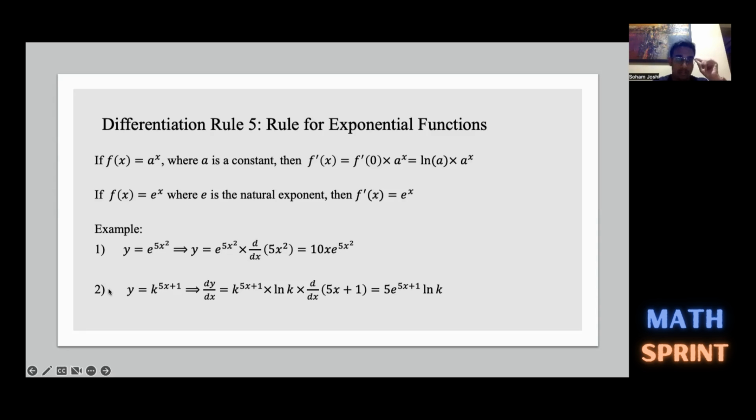Now the second one, y is equal to k to the power of 5x plus 1, where k is a constant. So we differentiate 5x plus 1 and get 5. So then using the chain rule again, we get dy by dx is equal to k to the power of 5x plus 1 multiplied by ln k multiplied by the derivative of 5x plus 1, which we already proved to be 5. So the whole thing is that the derivative function is 5 k to the power of 5x plus 1 ln k, where k is a real constant.